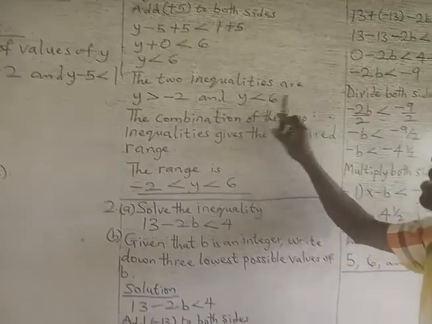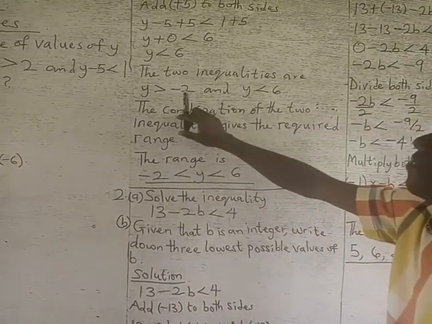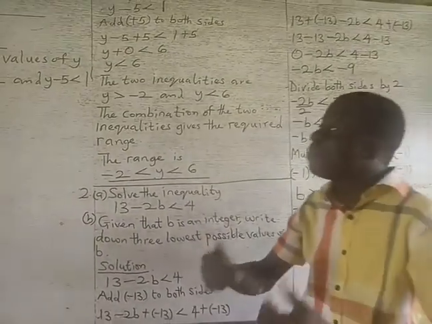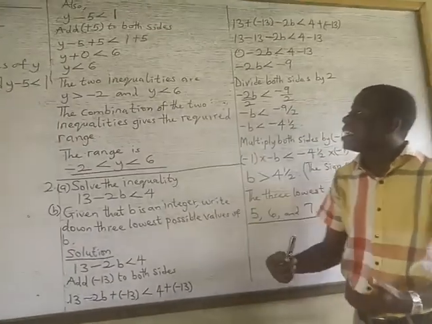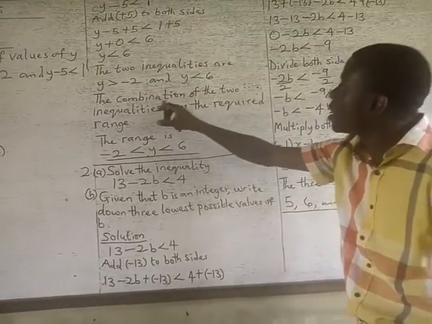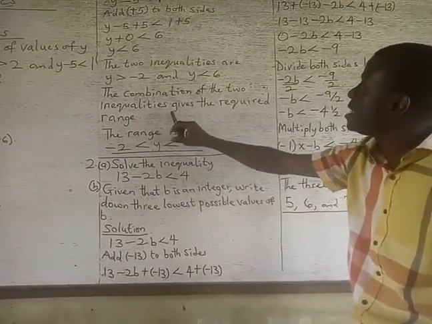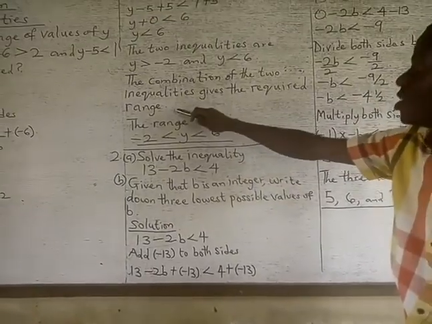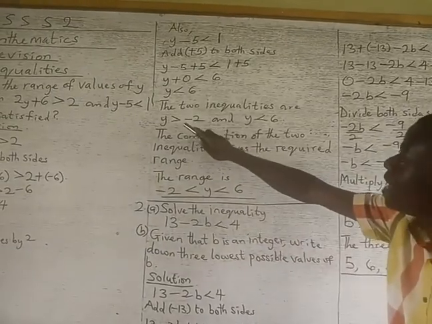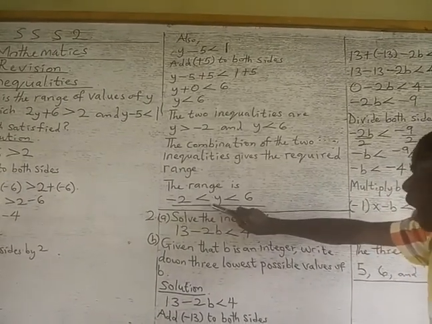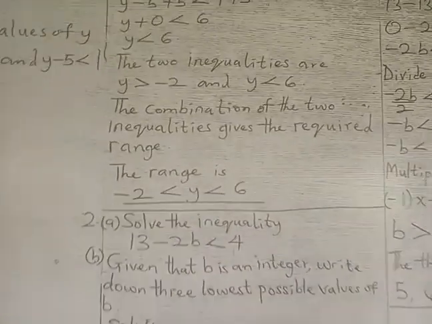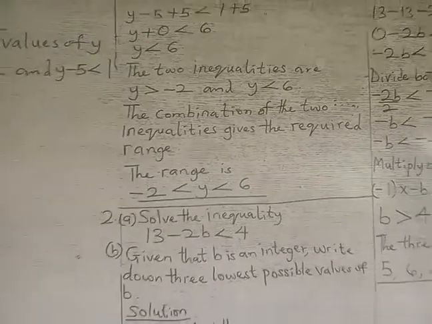The two inequalities are y is greater than minus 2 and y is less than 6. It is the combination of the two inequalities that gives the required range. So it is there on the board that the combination of the two inequalities gives the required range. Do not forget we have minus 2, so the range is minus 2 less than y less than 6. That gives the required range.